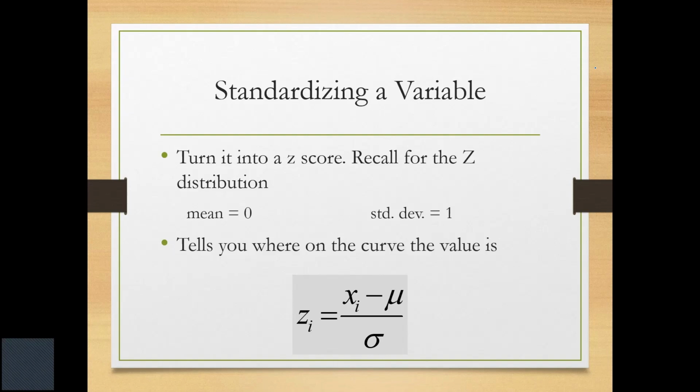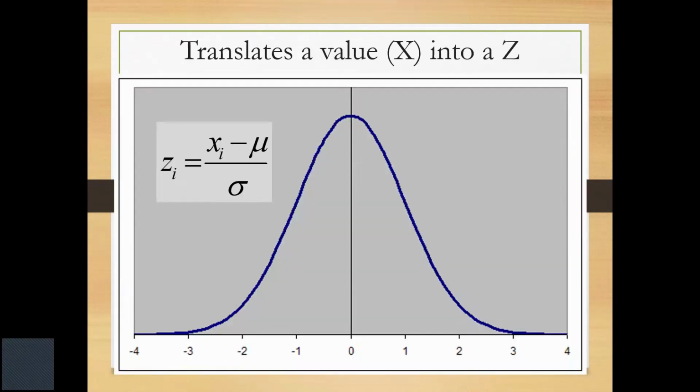And the way we're going to do that is we're going to take our value x, and we're going to subtract the mean, and then that gives us a deviation. That should be starting to sound familiar. And then we divide it by the standard deviation. So we take the deviation that we calculate and we basically standardize it using the standard deviation. Okay? And that will turn it into a z-score. And that will tell us how many standard deviations above or below the mean our value is. So that translates it onto this curve.